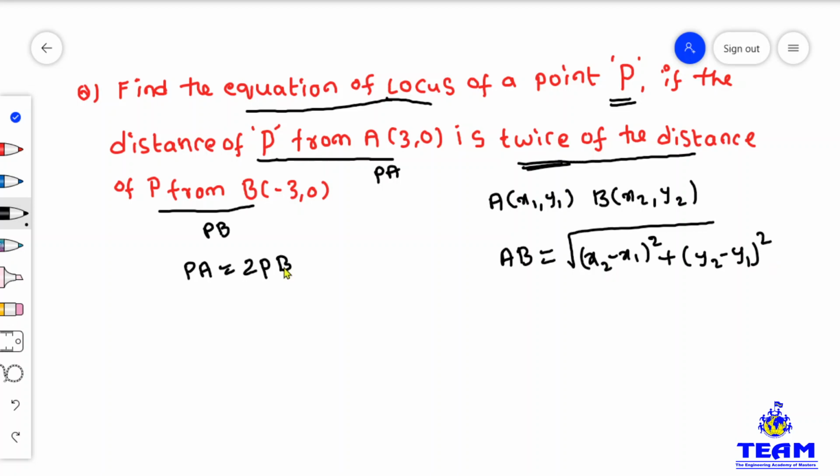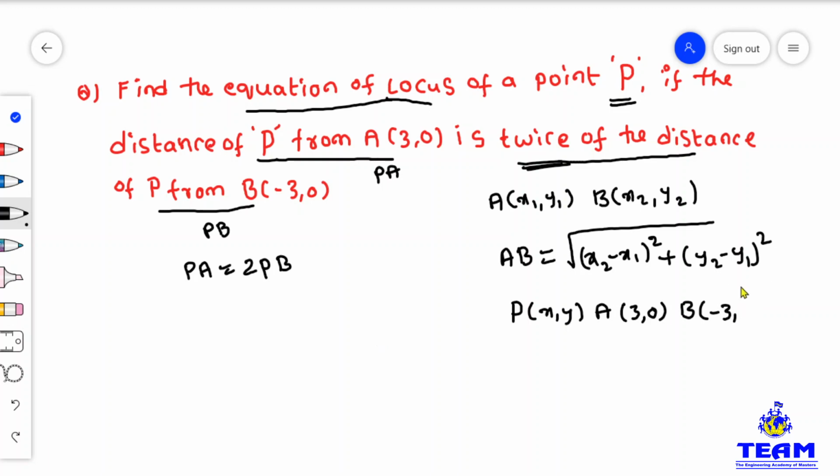Now, using this formula, first write down the points given. P is a point (x, y). A is the point (3, 0), from the problem. And B is another point, (minus 3, 0).